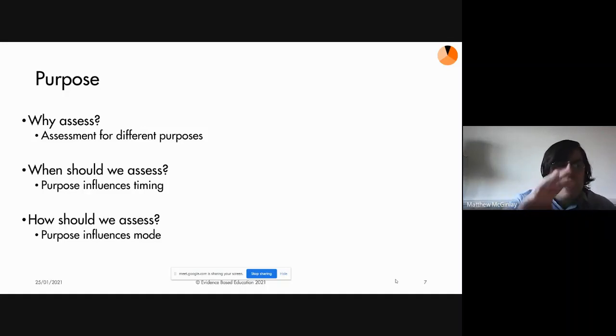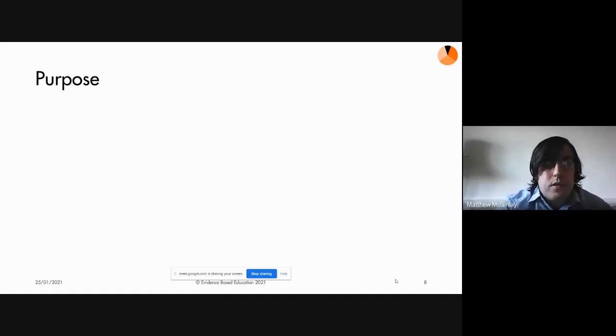So really thinking about what we are trying to achieve will help you eradicate some of those assessments where we do them just because we've always done them. And particularly in this online or blended setting, it can really help us take that step back and think, what are we trying to achieve? And is there something better we could be doing with our time?